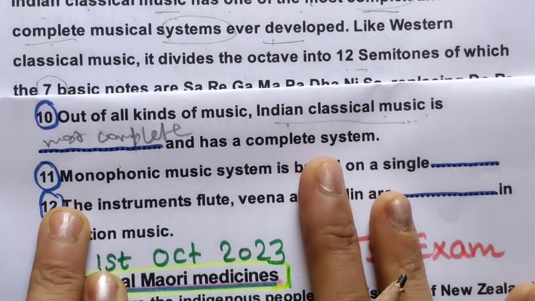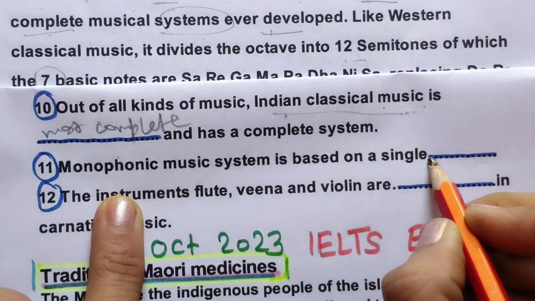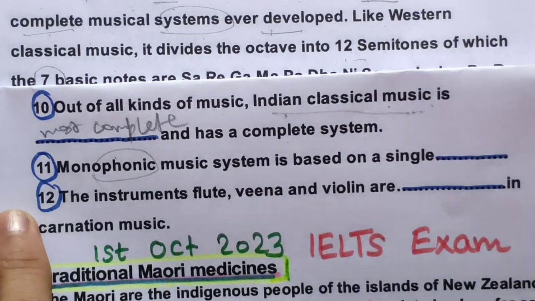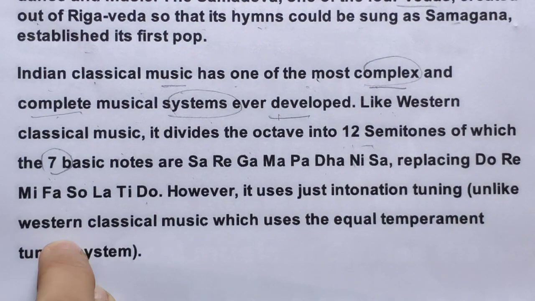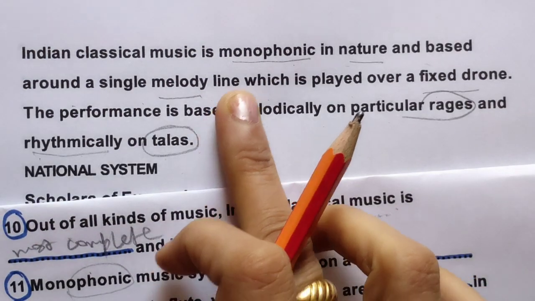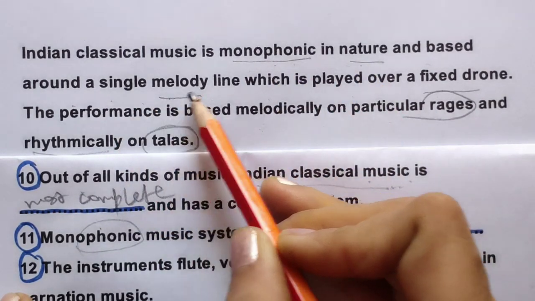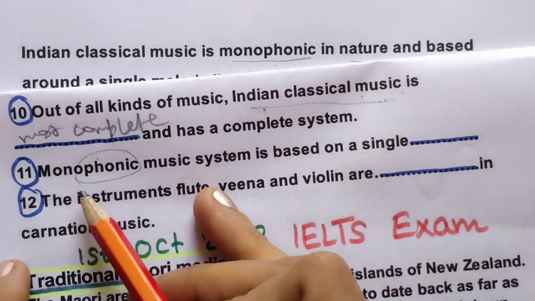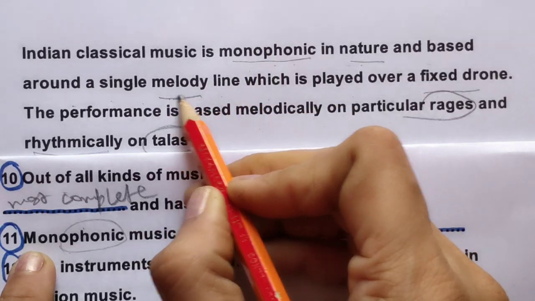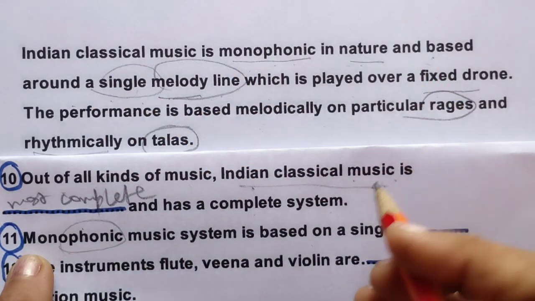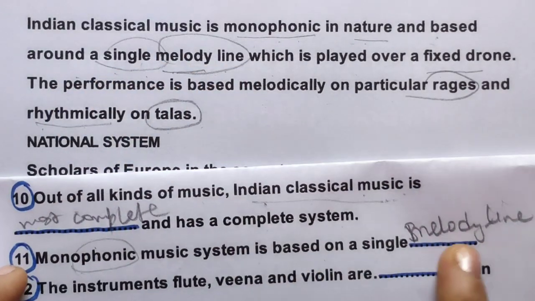Now coming to next 11th number, monophonic music system is based on a single. So it is based on a single. So monophonic word we have. In this paragraph there is no monophonic word. So in the next page and next paragraph, this word is already circled, in nature and based around a single melody line. So here monophonic music system is based on a single melody line. See this, based on a, so we will just write here, based on a single melody line. So I have written melody line.